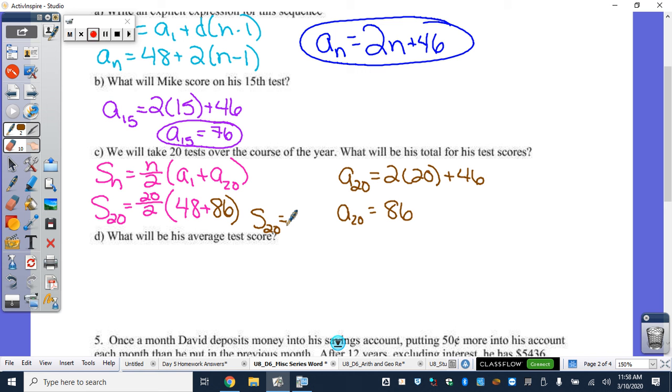48 plus 86 times 10 gives us what? Is that what I got? Yeah, I had 1340. Okay, so that's his sum of his 20 scores. So then how do we figure out his average after having that? Divide by 20. So what was his test average? 60 something.